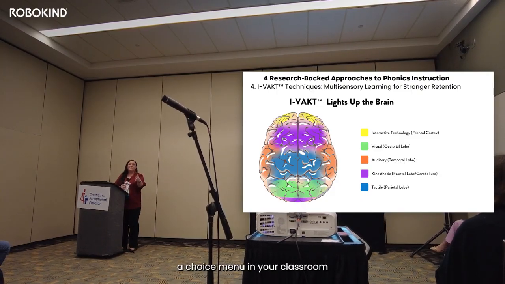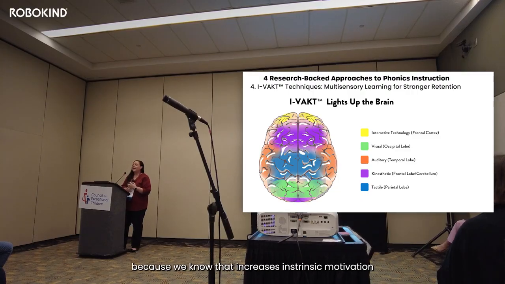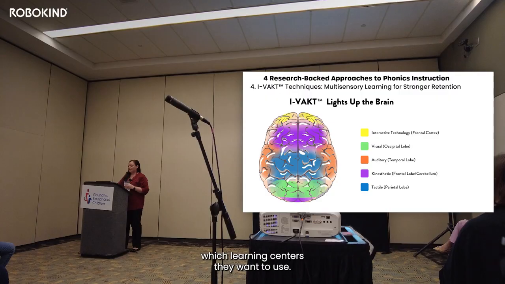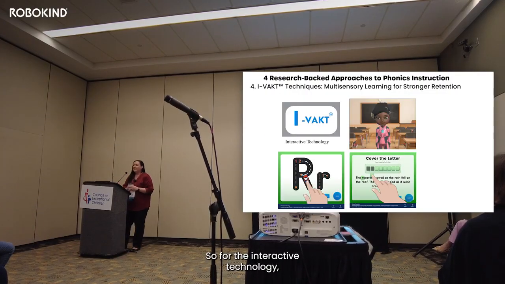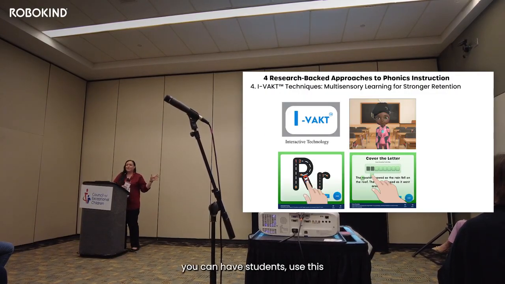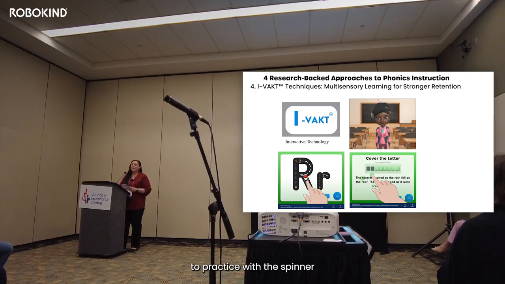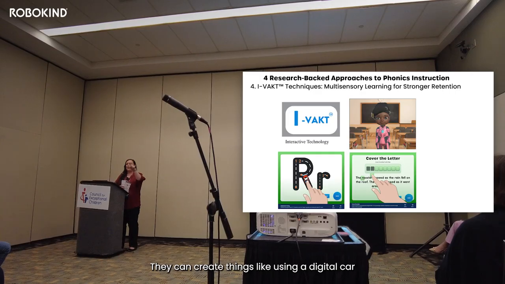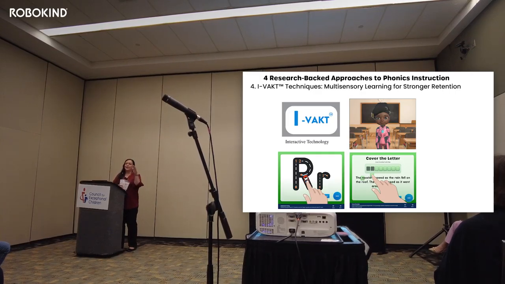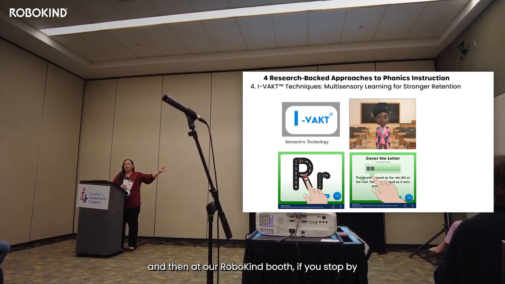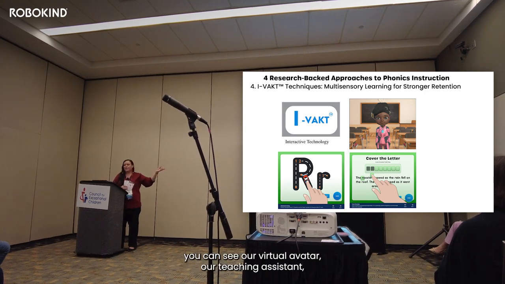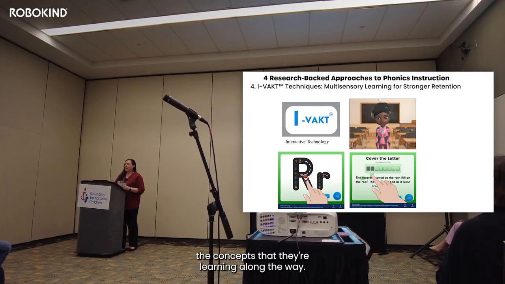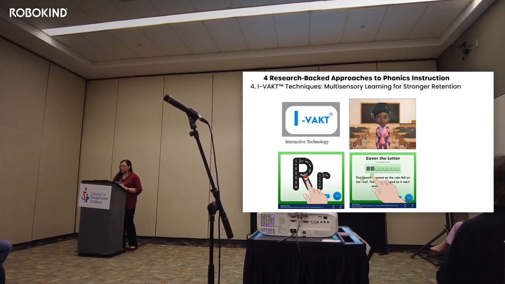And you would have a choice menu in your classroom, because we know that increases intrinsic motivation when students can select which learning centers they want to use. So for the interactive technology, you can have students practice with the spinner and practice saying the sounds. They can trace things using a digital card to practice writing and recognizing the letter, or covering up the letter. And at our RoboKind booth, if you stop by, you can see our virtual avatar teaching assistant, who gives another way for students to hear the concepts they're learning along the way as well.